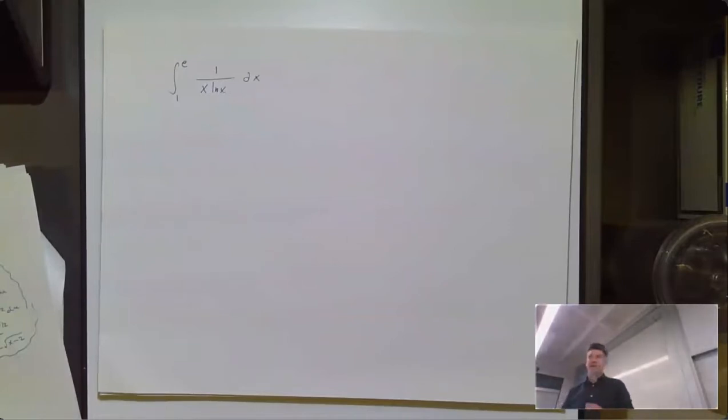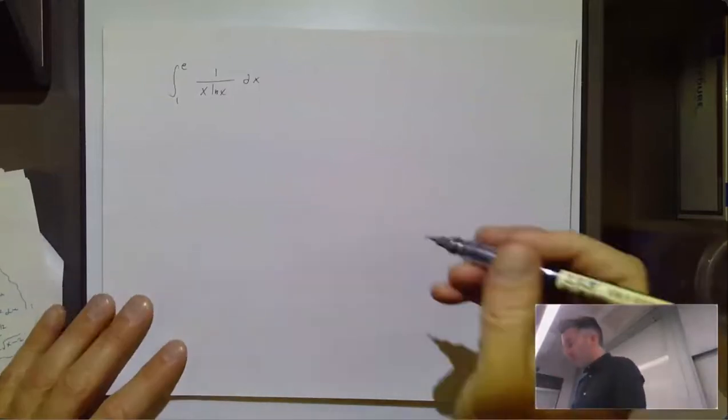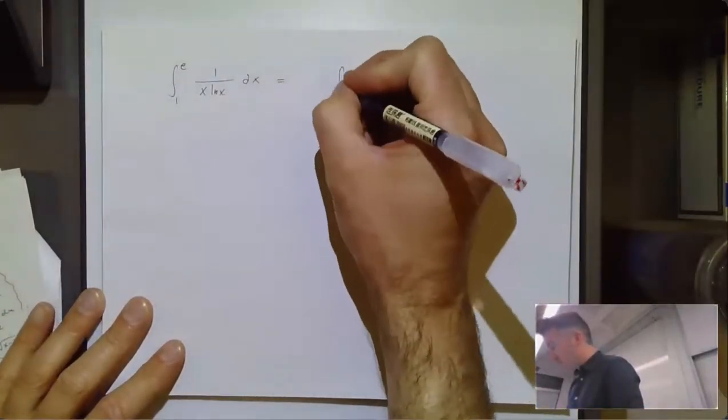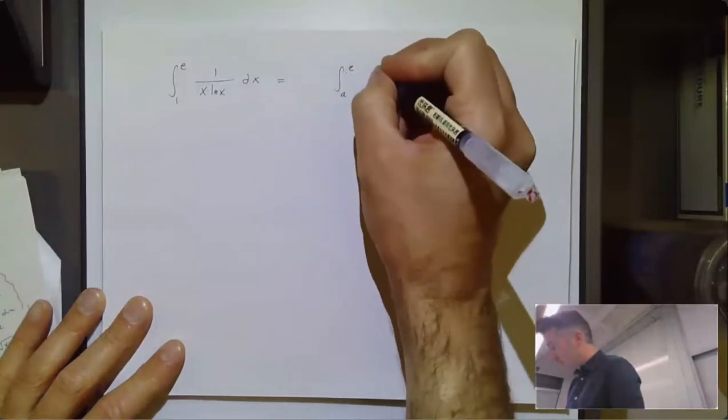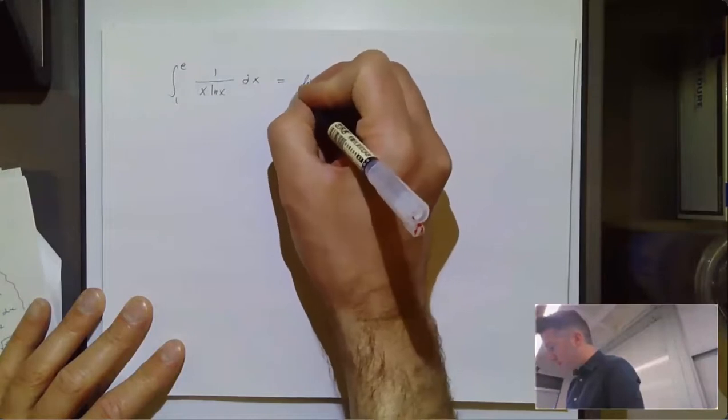This is totally undefined where? I mean, you could say 0, you would be correct, but 0 is not between 1 and e. Where else is this undefined? If I plug in e, let's see. Now, what's natural log of e? Yeah, that's where it's undefined. It's undefined at 1 because the natural log of 1 is 0. So we need to rewrite this as the integral from a to e of 1 over x natural log of x dx. We're going to have the limit as a approaches 1 to the right.